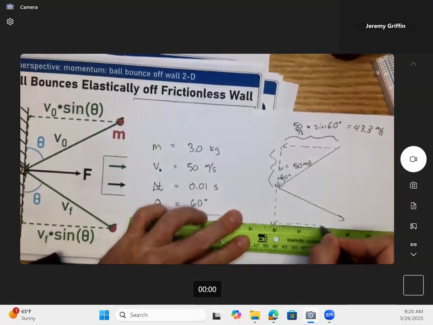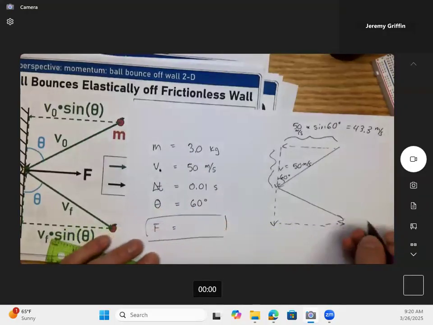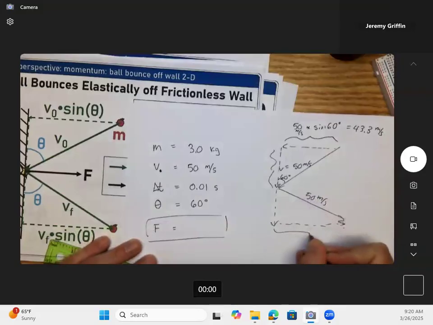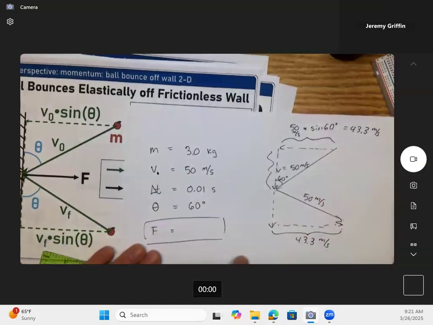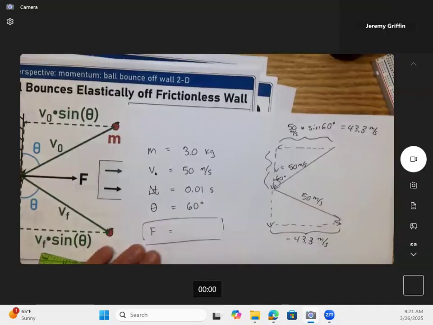Since this is bouncing elastically off a frictionless wall, this is also 50 meters per second here. And this component is also equal to 43.3 meters per second, except that now, instead of towards, it's away. So maybe I should throw a negative sign on that, because it changed direction too.